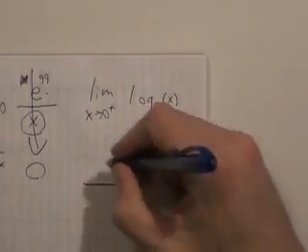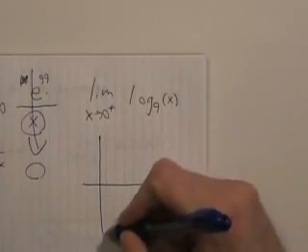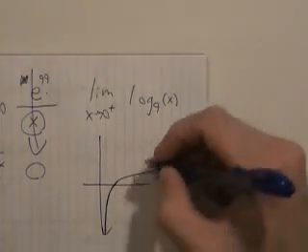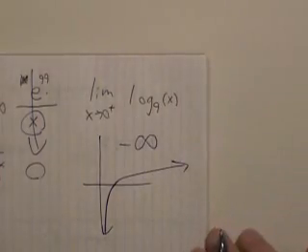You need to know that the logarithm graph looks like this. It grows very slowly, but as you approach 0, it goes down to minus infinity.